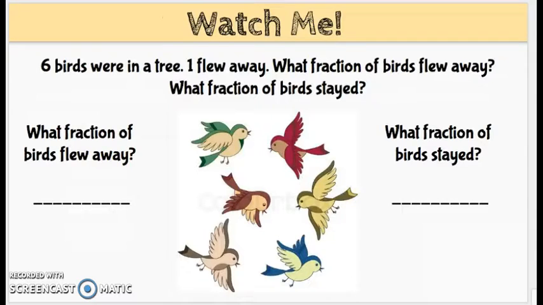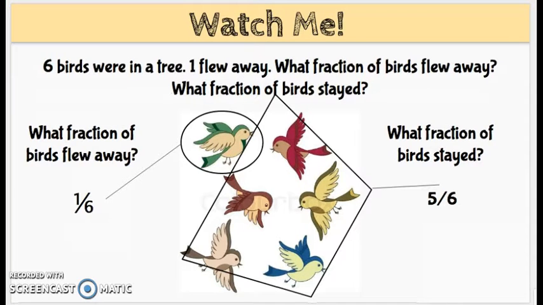Now this is where you're going to need your whiteboard again. So clear that off real quick so that you have plenty of time to get this done. The question says, 6 birds were in a tree, 1 flew away. What fraction of birds flew away and what fraction of birds stayed? So I'm going to look at my picture of my 6 birds as shown, and I'm just simply going to see how many stayed and how many flew away.